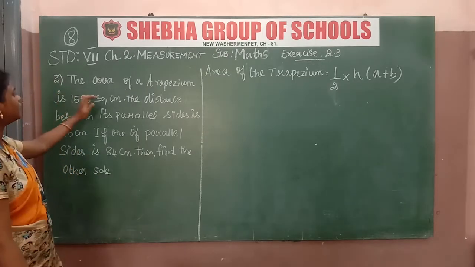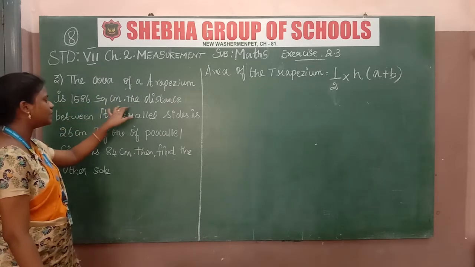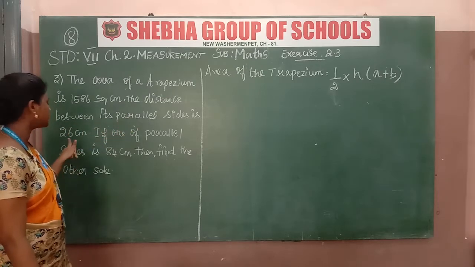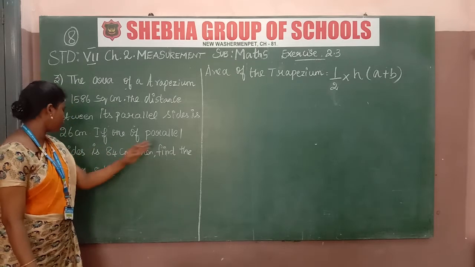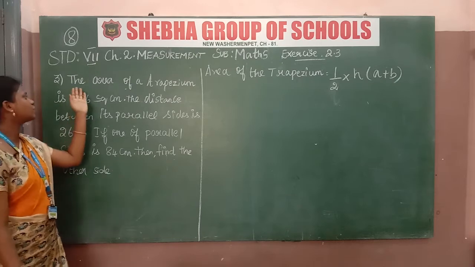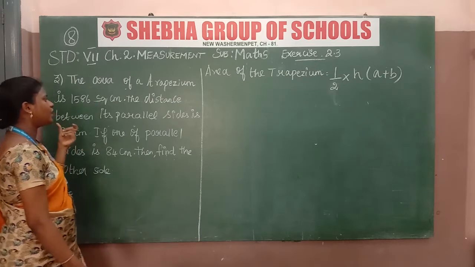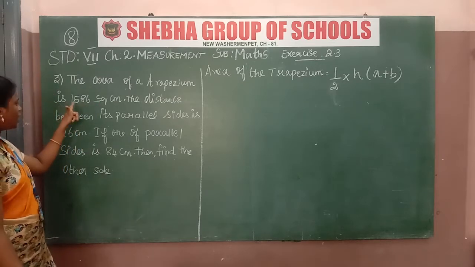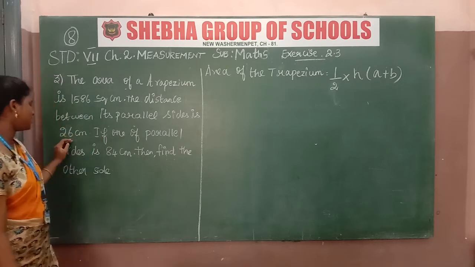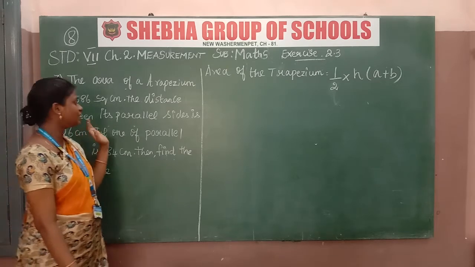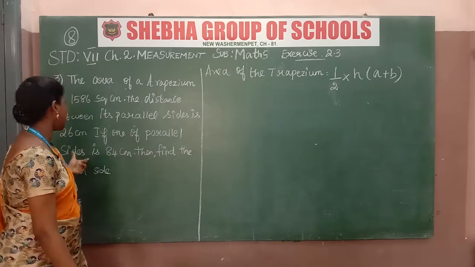Next is the third sum. The question: the area of a trapezium is 1586 square centimeter. The distance between its parallel sides is 26 centimeter. If one of the parallel sides is 84 centimeter, then find the other side. I repeat the question: the area of the trapezium is 1586 square centimeter. The distance between the parallel sides is 26 centimeter. Distance between is nothing but the height. So height is equal to 26 centimeter.